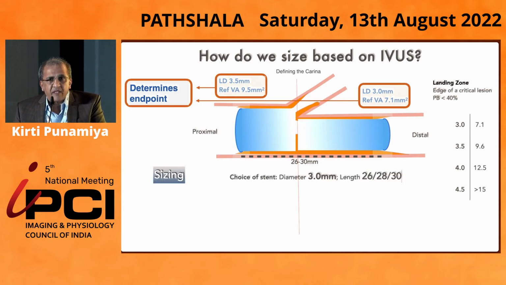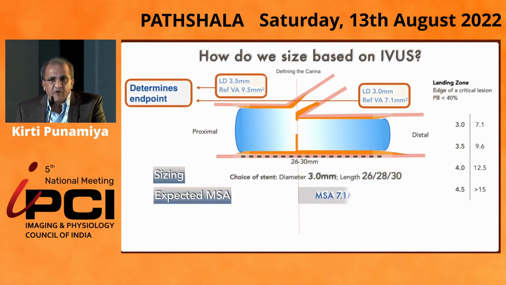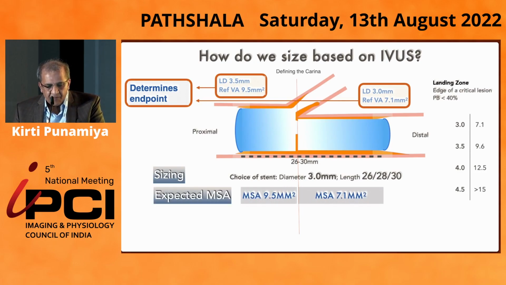Once you know that, the size for this particular stent would be based on the distal main branch, which is going to be 3.0, and you could take a 26, 28, or 30. Once you do that, you know that your expected MSA for this area is going to be 7.1 distal to the carina, 9.5 proximal to the carina. Now, this is your endpoint. This is your expected endpoint. And then what you get is going to be compared to what you expect.